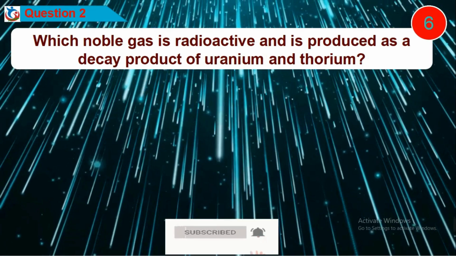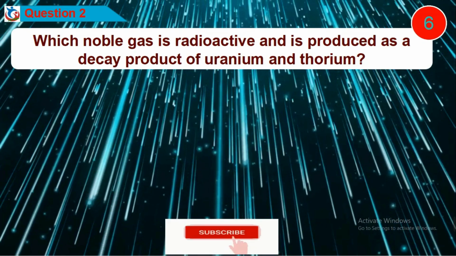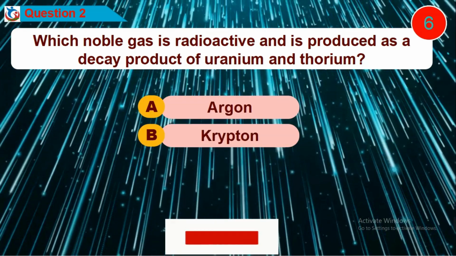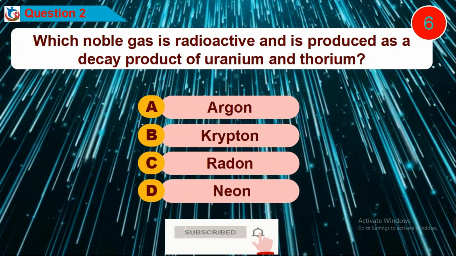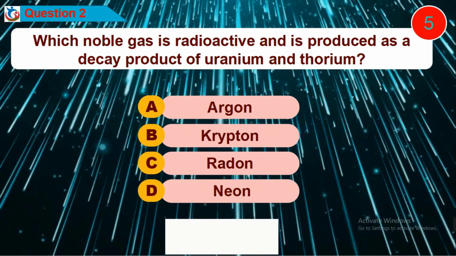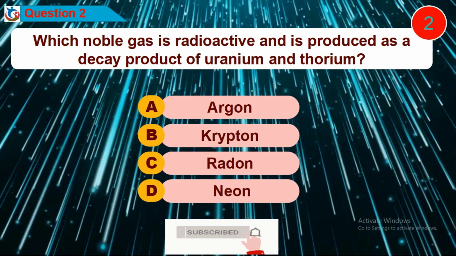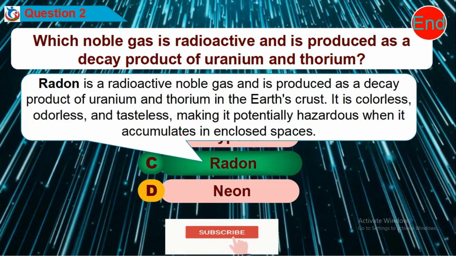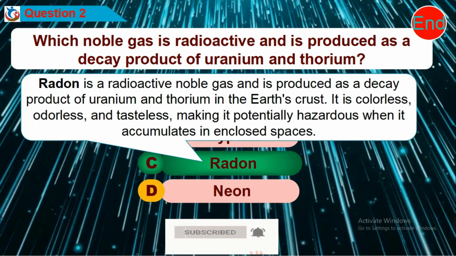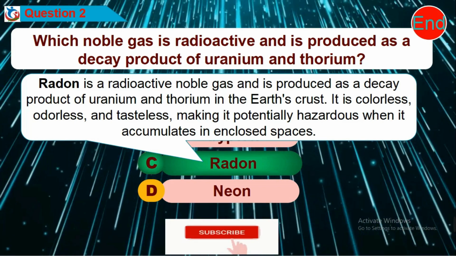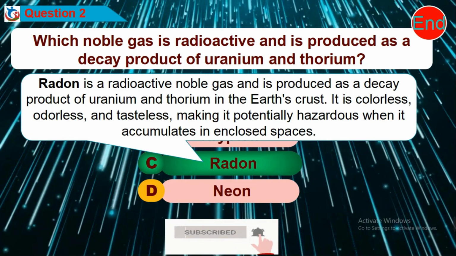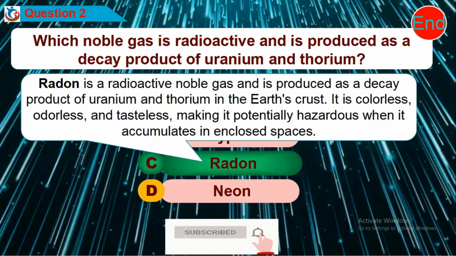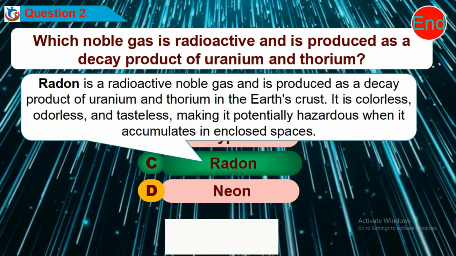Question 2. Which noble gas is radioactive and is produced as a decay product of uranium and thorium? Is it option A, B, C, or D? Radon is a radioactive noble gas and is produced as a decay product of uranium and thorium in the Earth's crust. It is colorless, odorless, and tasteless, making it potentially hazardous when it accumulates in enclosed spaces.